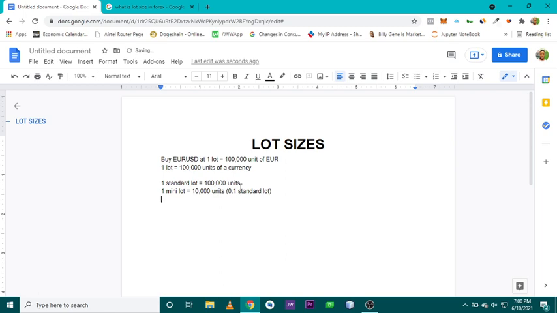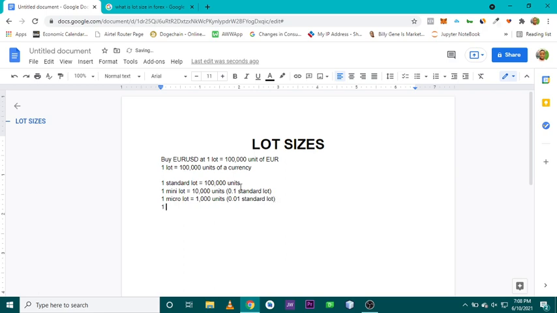We also have the micro lot. One micro lot is equal to 1,000 units, which is known as 0.01 standard lot. If you remember in your MetaTrader 4, the minimum there is normally 0.01, so that refers to one micro lot. We'll go more into this.